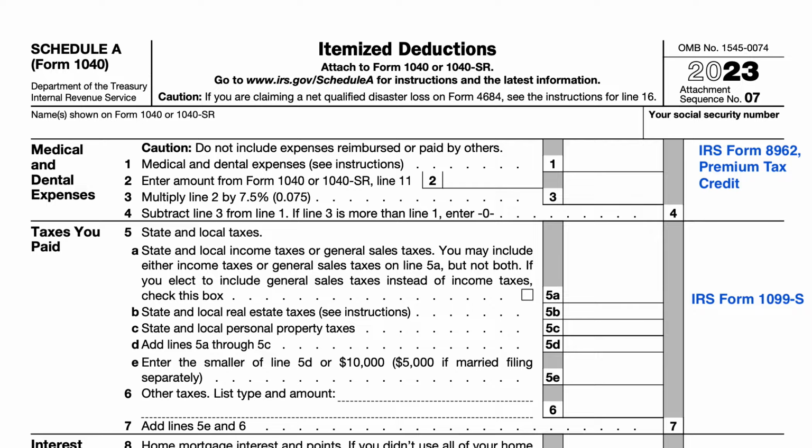the Internal Revenue Service. So we're going to walk through Schedule A, and step by step we're going to go over the type of deduction, the tax form that you may need, and the circumstances in which you may need it. Let's go ahead and start with IRS Form 8962.